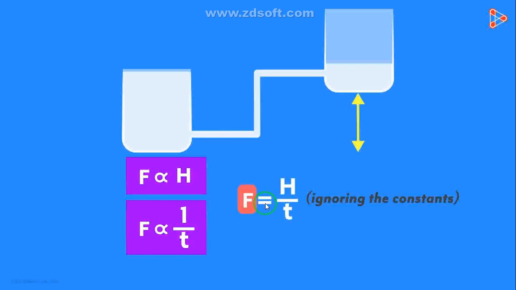replaced with equal. Equal means we have to place the constants. Here the constants will be ignored for our convenience. Okay. So F is equal to some constant into h by t. We have kept that constant aside, that is F is equal to h by t. So from this you can say that F is directly proportional to the height of the container, and F is inversely proportional to the thickness of the pipe.